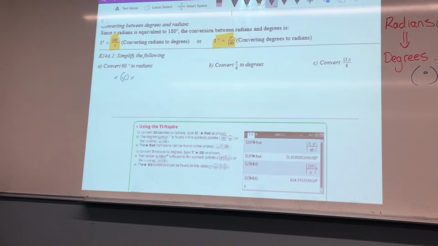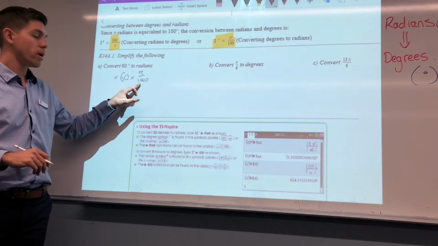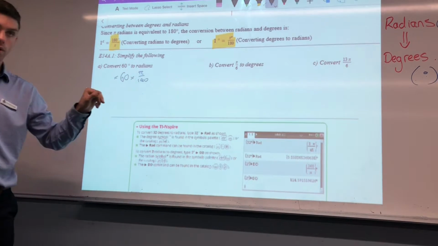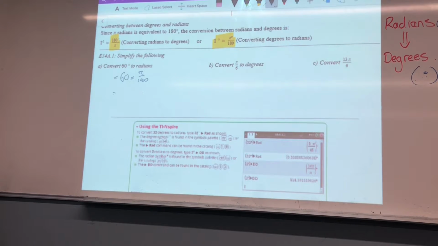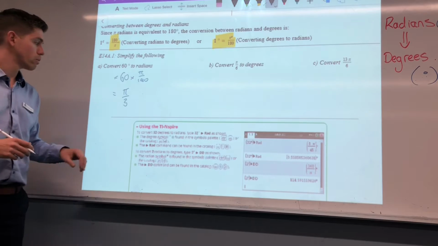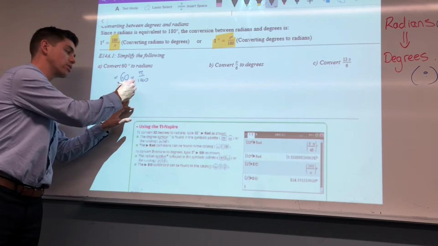60 times pi over 180. We can simplify 60 over 180 as 1 over 3. So 60 degrees is the same as pi over 3 radians. When we already have it in terms of pi, we typically don't use the little c.